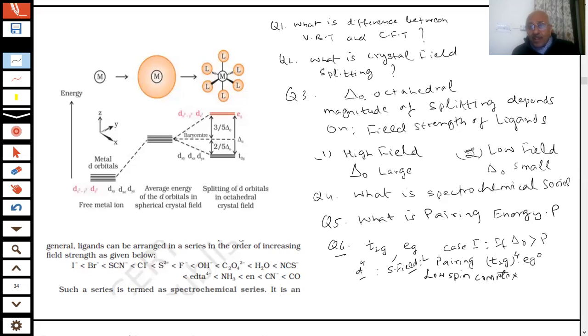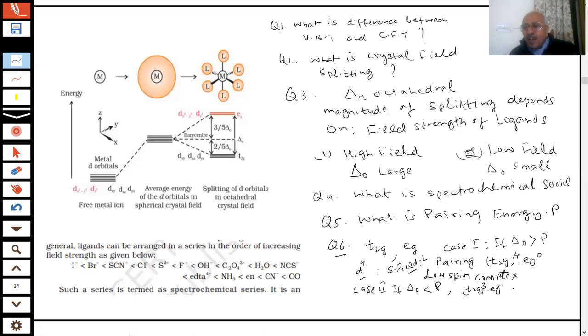Case 2 is another case, students. Tell me, if delta O, the octahedral splitting energy, is less than the pairing energy, then what will happen? There will be no pairing and the electron will go to Eg. So the electronic configuration will be t2g3 eg1. t2g3 eg1, students. That is the correct answer.